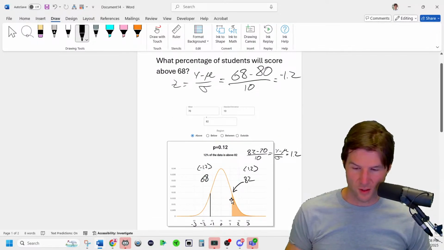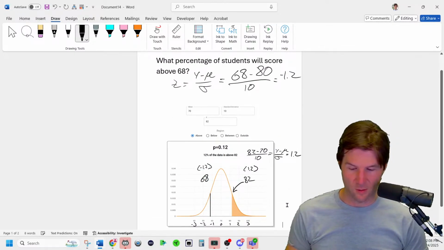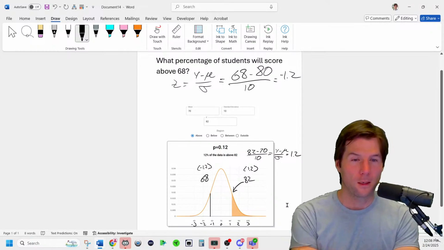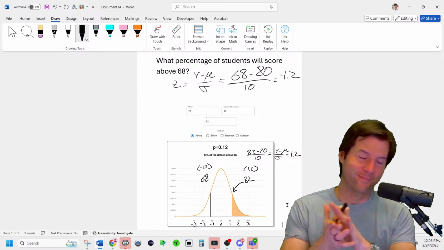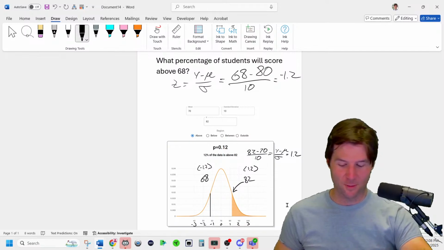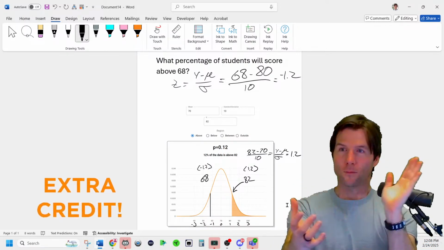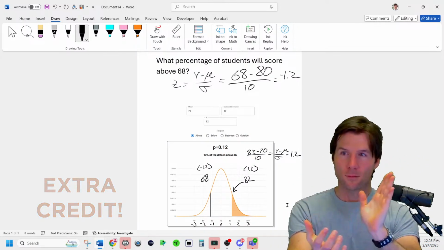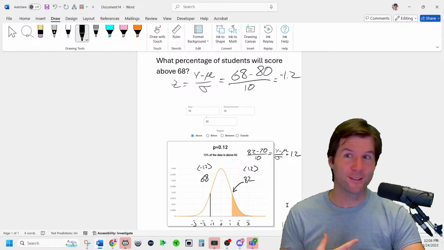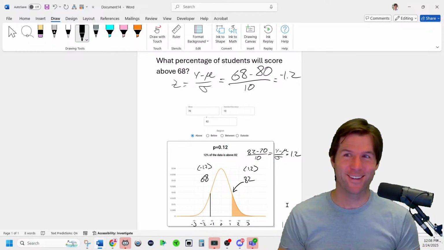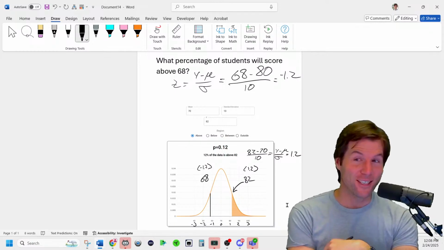We want the percent of students who score above 68. Does anyone know the answer to that question? Grav? Oh. Dawson. I feel like I'm Shia LaBeouf. Shia LaBeouf, you never know. He could just be right over there watching. Shia? I don't know. Even Stevens, right?